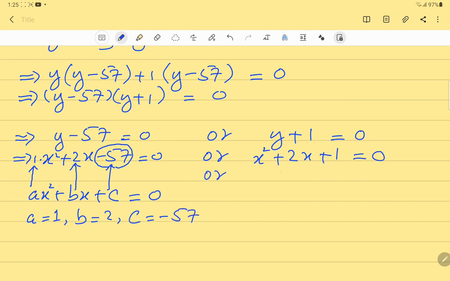On this side, it is very obvious that x squared plus 2x plus 1 is the square of x plus 1, which means we have x plus 1 is equal to 0, or the second one is also x plus 1 is equal to 0, so we are not writing it. Then x in this case comes out to be minus 1.